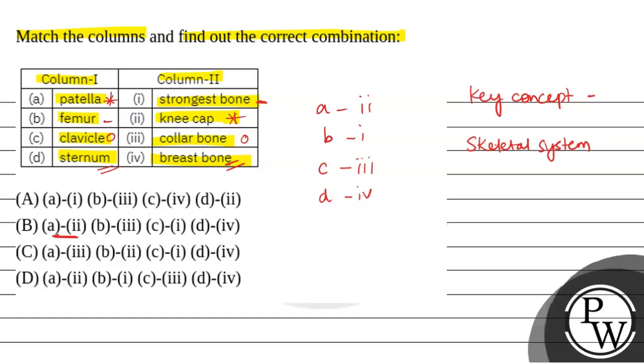A2, B1 यहाँ पे है, C3 and D4. So the final answer for this question is option D.